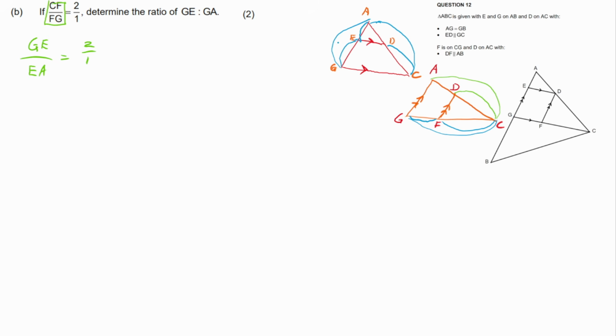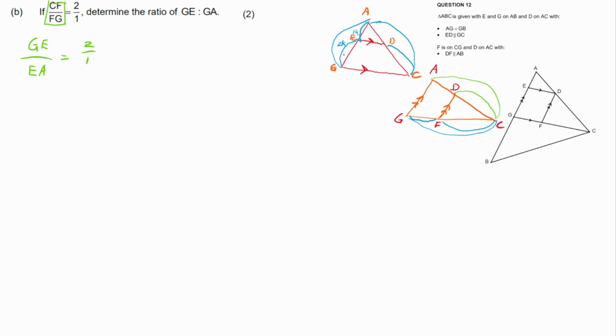So let's fill that in. We know that GE is 2 times some constant, 2k we can call it, and so GE over EA is 2 over 1, so this means EA must be 1k, because 2k over 1k is 2 over 1. So k is just some proportionality constant, so it could be 10. So GE could be 20 units, and EA could be 10 units, but then it's still 2 over 1. So we put this 2k and 1k over there.